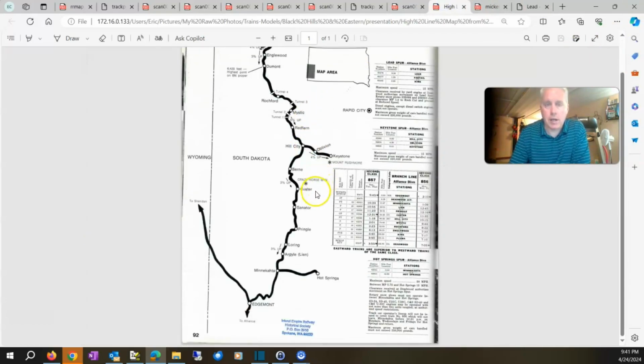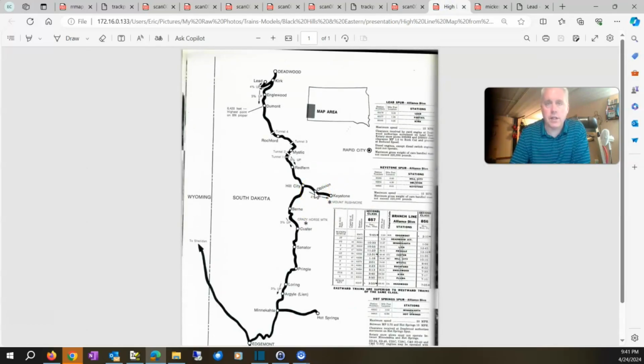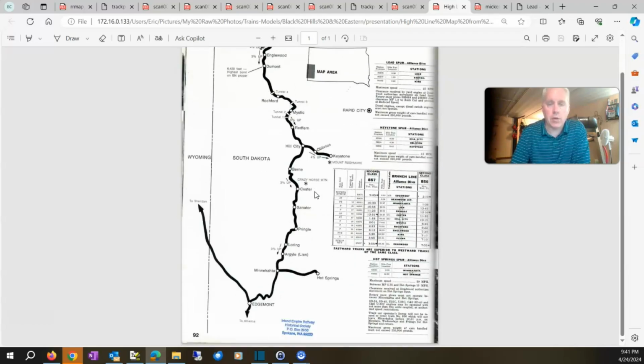Then a quick map. This is out of the 1976, 77 Burlington Northern annual. This shows the High Line and the couple of spurs out to Hot Springs and Keystone. The Keystone branch is still in existence, and I wanted to note it's operated as the Black Hills Central. It's a steam-powered tourist railroad today.